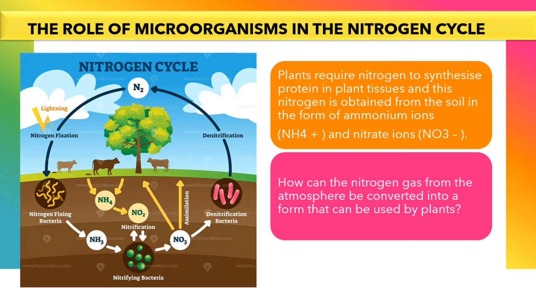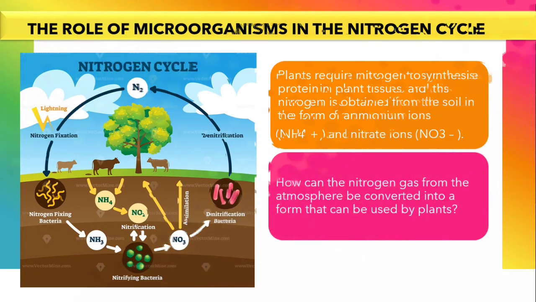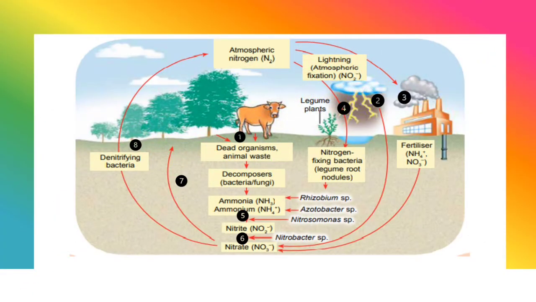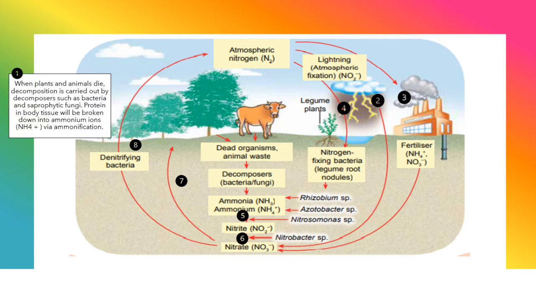So let's discuss the nitrogen cycle. This is the picture to show the nitrogen cycle. First, when plants and animals die, decomposition is carried out by decomposers such as bacteria and saprophytic fungi. Protein in the body tissue will be broken down into ammonium ions via ammonification. So this is the first process, the source of nitrogen in the soil: the protein is broken down into ammonium ions through ammonification.